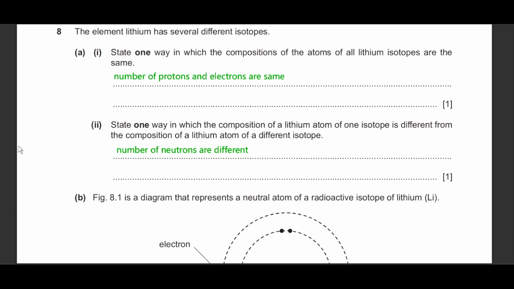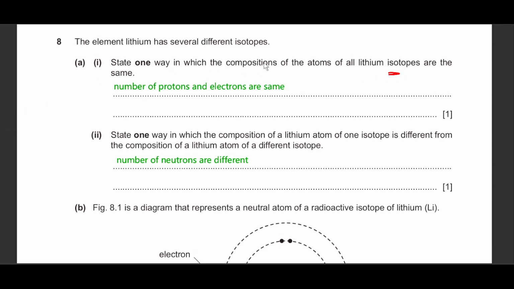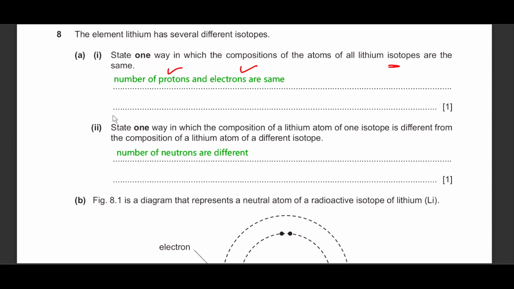Question 8, state one way in which the composition of atoms of lithium isotopes are the same. Sometimes he asks about the difference. Today he's asking about why they are the same. They have the same number of protons and electrons, but the neutrons are different, which is going to be part of the next answer. State one way in which the composition of a lithium atom of one isotope is different from the composition of a lithium atom of a different isotope. So they all have the same protons and electrons if they're neutral, but the number of neutrons will be different.